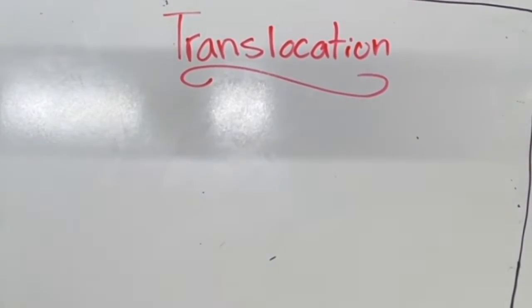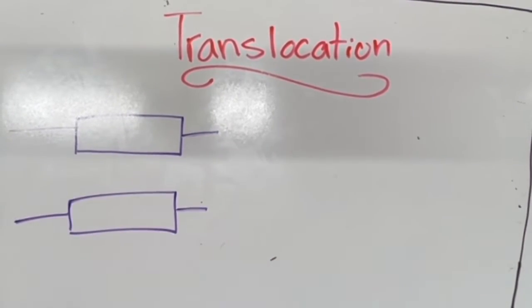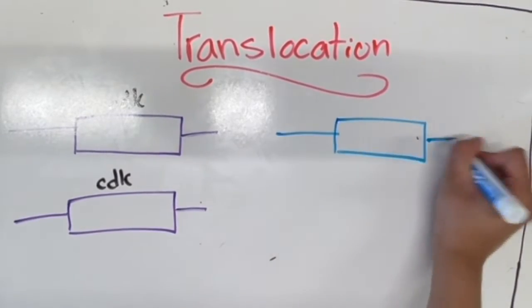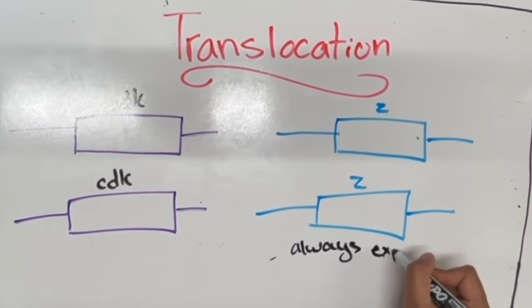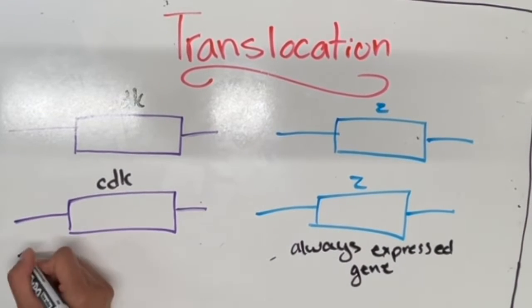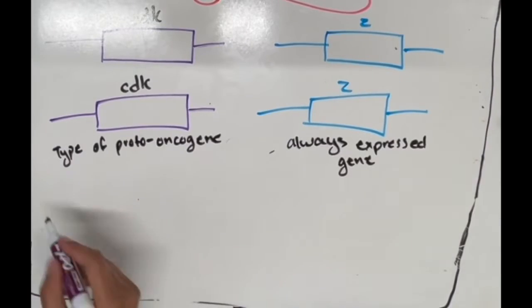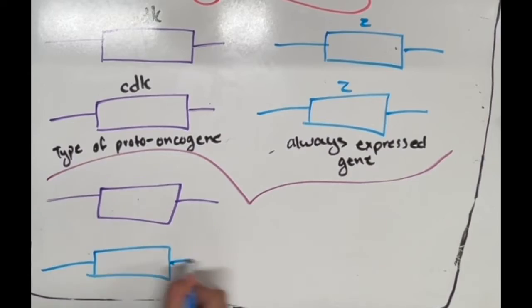Finally, let's take a look at translocation. To explain translocation, we'll use two different types of proto-oncogenes, the CDK proto-oncogene and another proto-oncogene that we'll call Z. The Z proto-oncogene is a proto-oncogene that's always present, or always expressed. During translocation, one of each proto-oncogene of the two groups will switch places, so that we have a combination of one CDK proto-oncogene and one copy of the Z proto-oncogene.